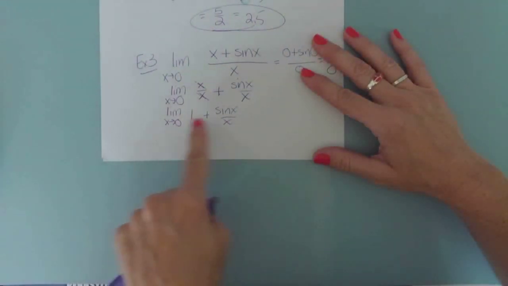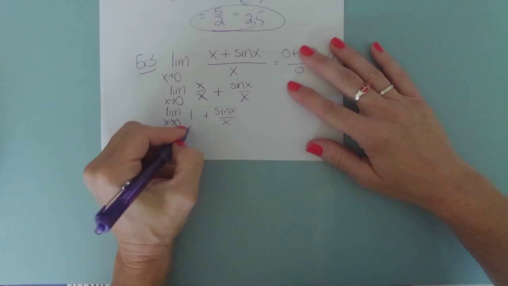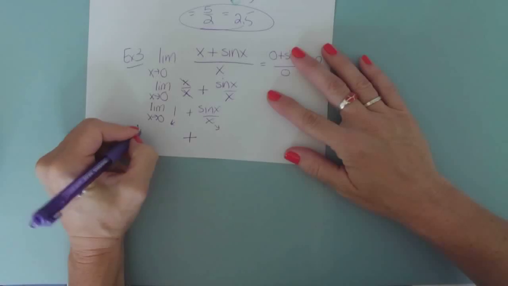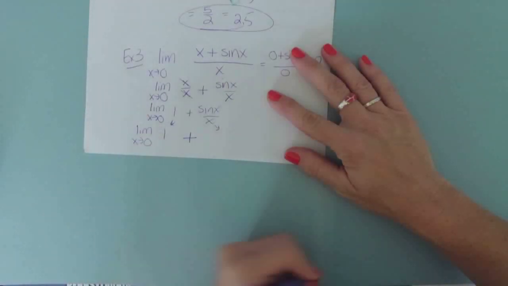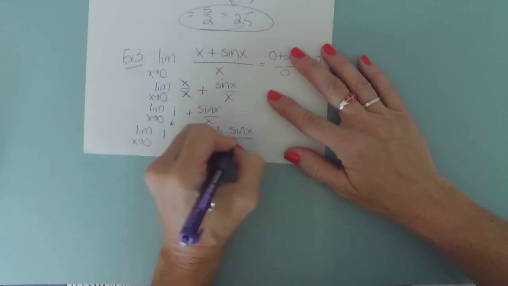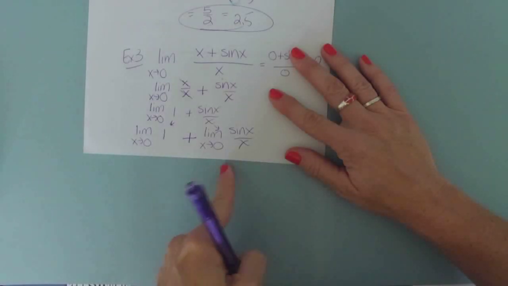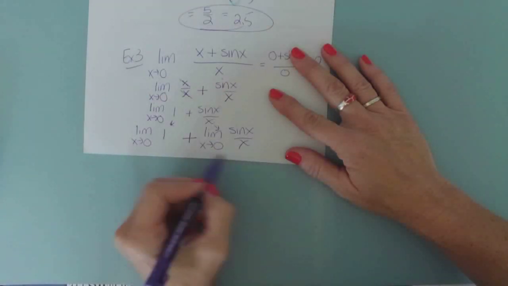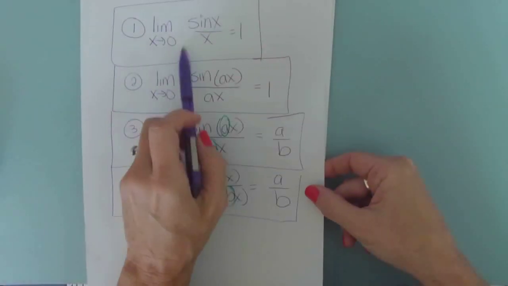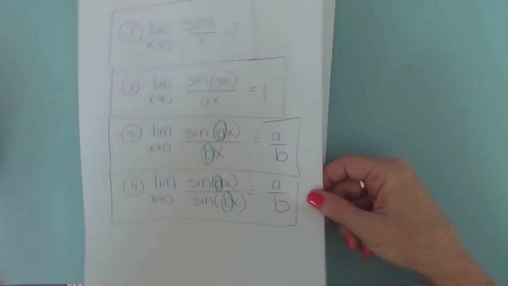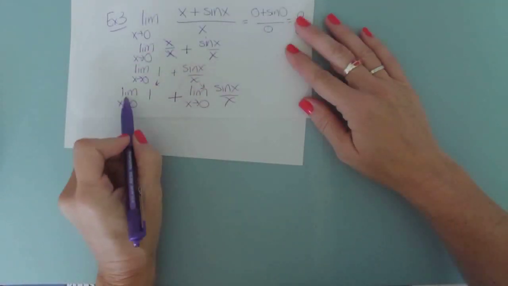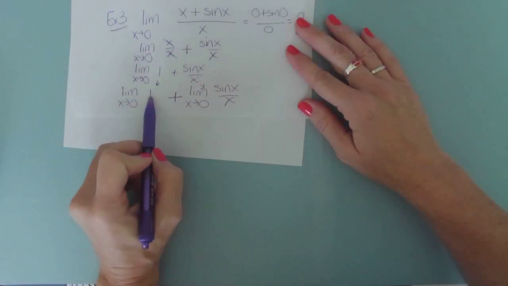But basically, there is a limit rule that says that if you have a limit of a sum, you may break that apart and write it as the sum of two limits. So I can do the limit as x approaches 0 of 1 plus the limit as x approaches 0 of the sine of x over x. And now what's great about this is right here, you can see property number 1. The limit as x approaches 0 of sine x over x is 1. We've memorized that.